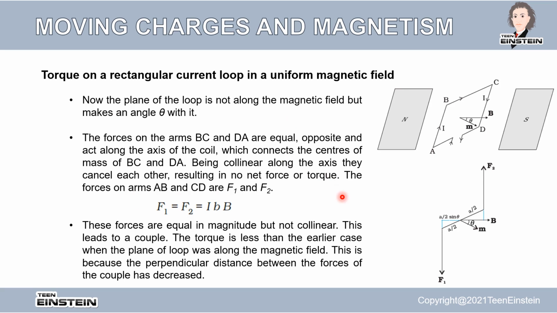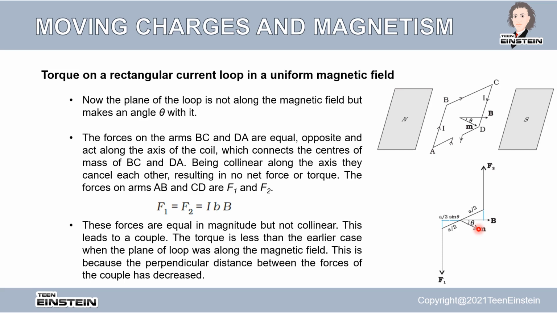The forces on arms AB and CD are F1 and F2. Again, it is F1 and F2, which is equal to IBB. These forces are equal in magnitude but not collinear. So this leads to a couple. Again, there is a torque, but this torque is less than the earlier case when the plane of the loop was along the magnetic field. This is because the perpendicular distance between the forces of the couple has decreased.